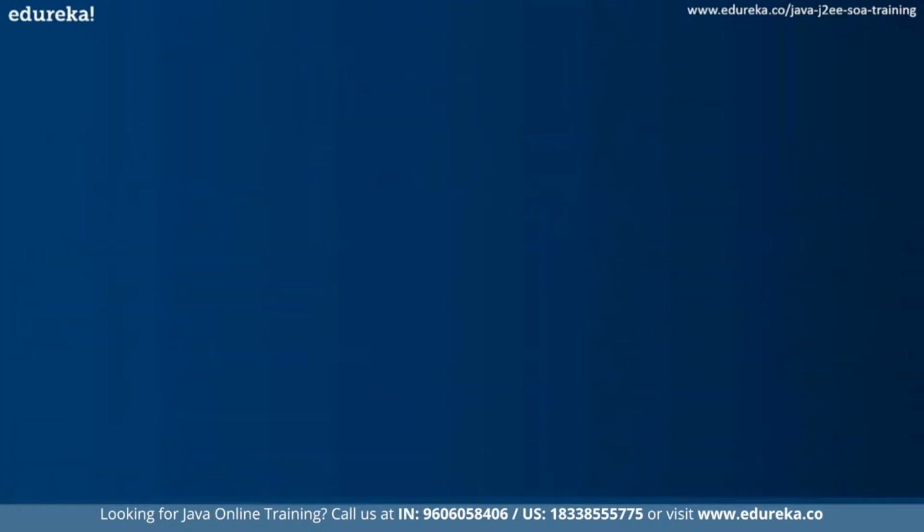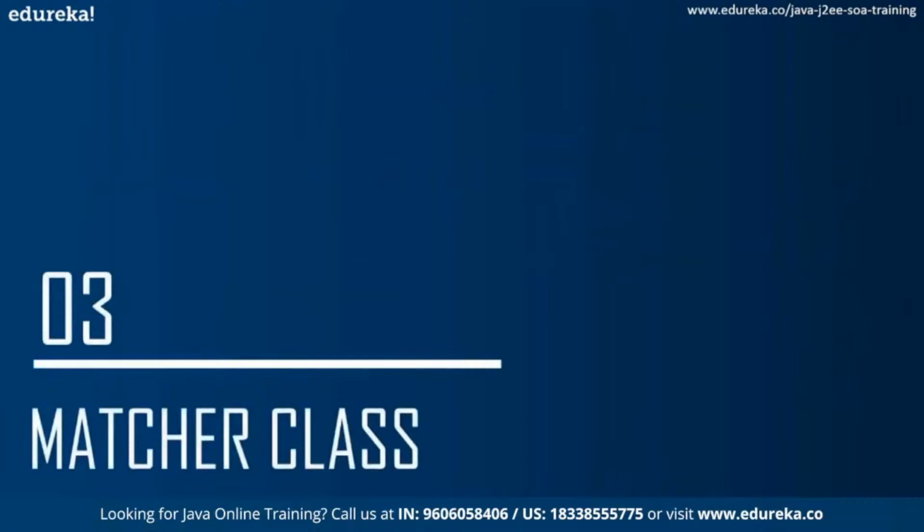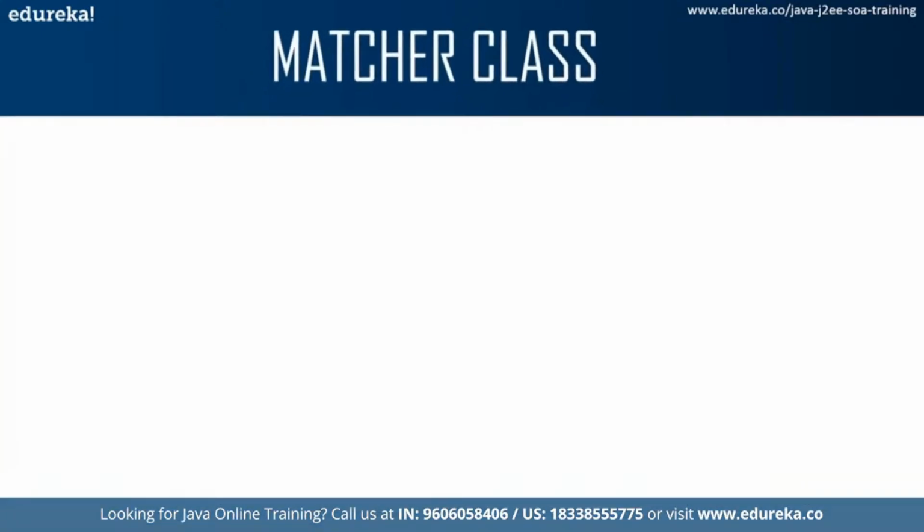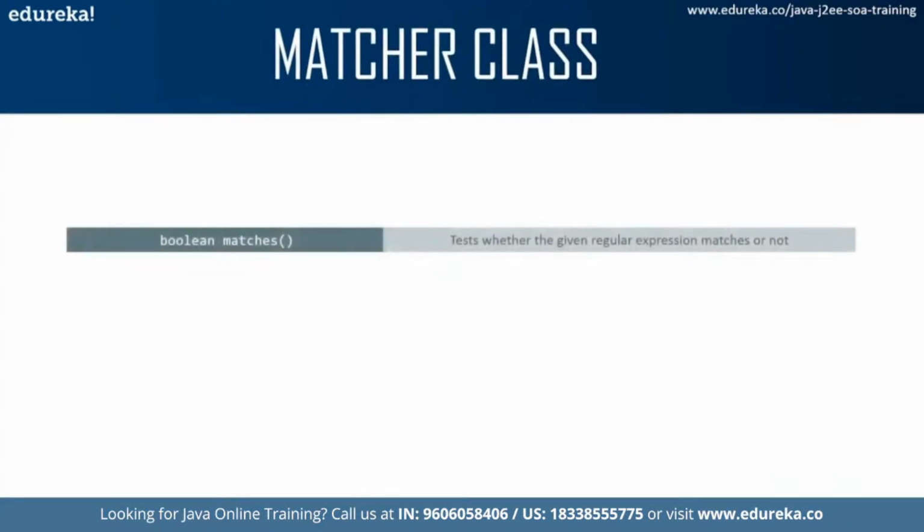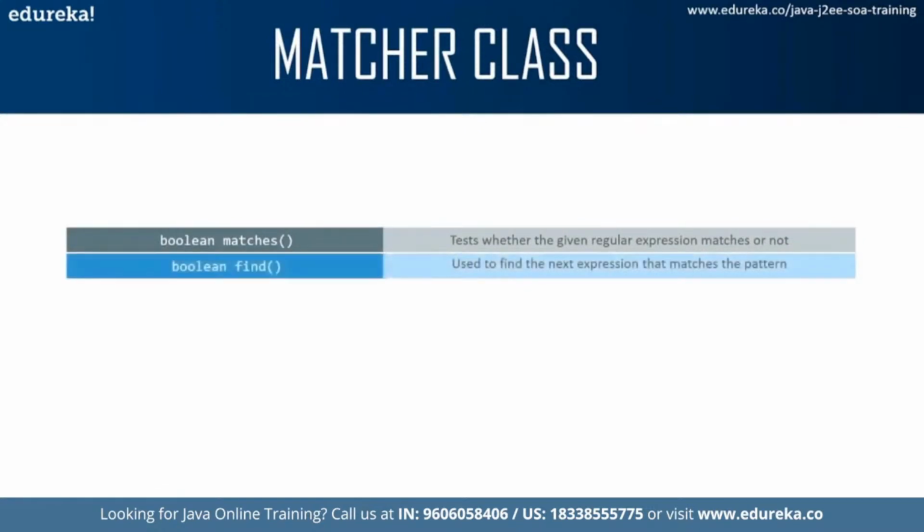The first on the list is the matcher class. This class is used to perform the match operations on a character sequence. So this is used to match a character sequence. So it comprises various methods. The first one is boolean matches. This is used to test whether the given regular expression matches or not. Next, boolean find. This method is used to find the next expression that matches the pattern.